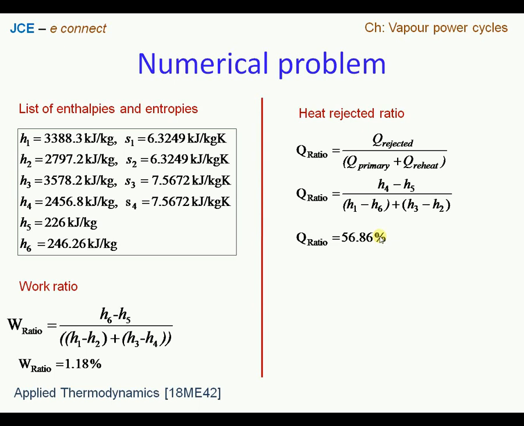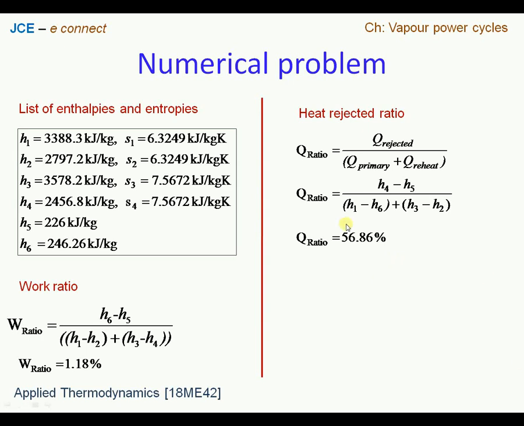That is a huge amount of heat that is being left out into the ambient. So there is a huge scope to utilize this heat, and therefore specialized applications like cogeneration are attractive from the point of view of saving the heat.